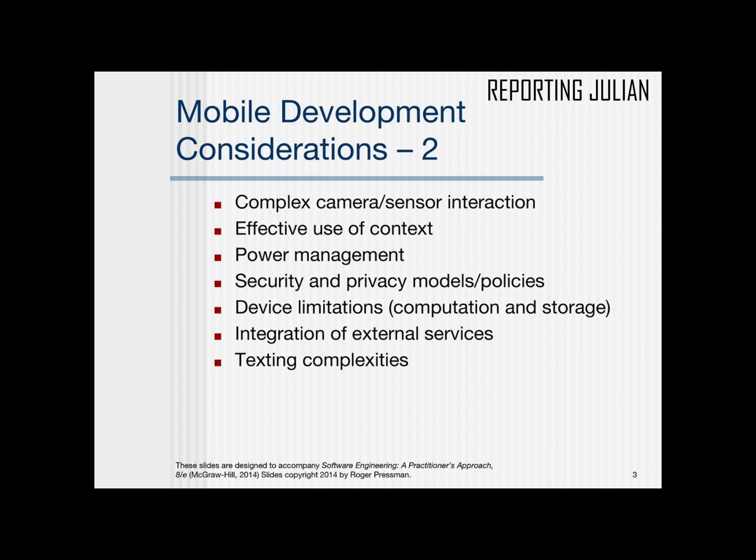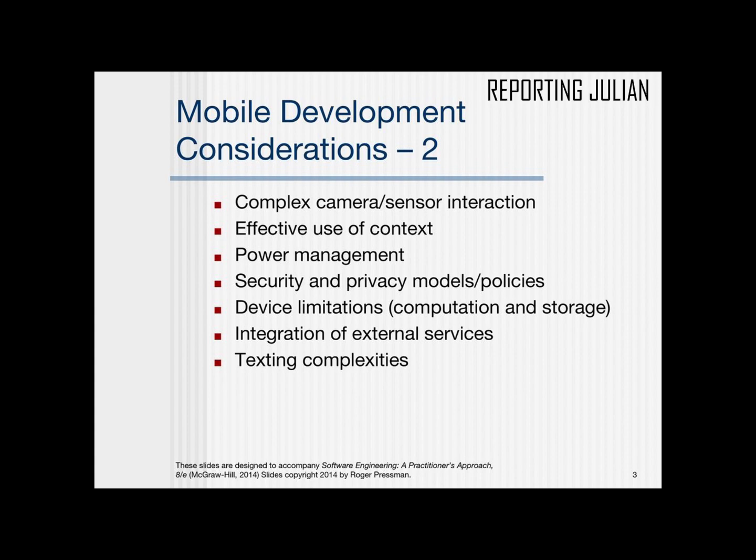And number 4 is the security and privacy models policies. Here, implementing rules and approaches to ensure the app's security and protect user privacy. Then number 5 is device limitation, or the computation and storage of a device. It means recognizing and working within the constraints of the device, considering its processing and storage limitations.